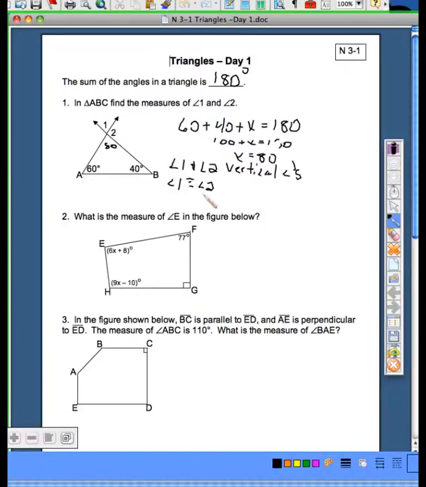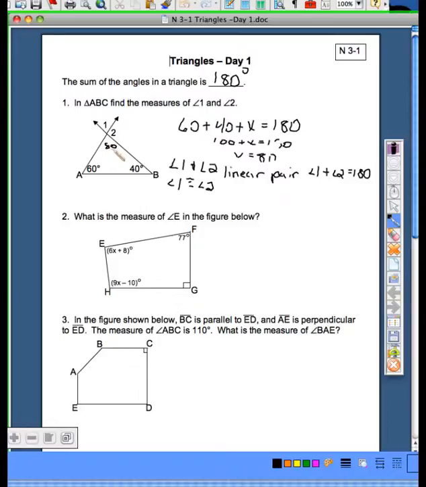Go back. Angle 1 and angle 2 are a linear pair. I'm going to go back. Misspoke. I was thinking that what we found was angle 1. Angle 1 and angle 2 are a linear pair. So when we find out what angle 1 is, we know that angle 1 plus angle 2 is also going to equal 180 because they're a linear pair.